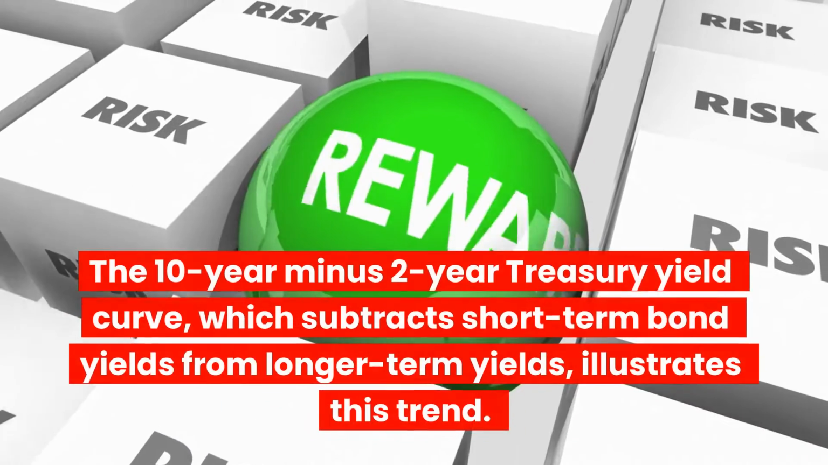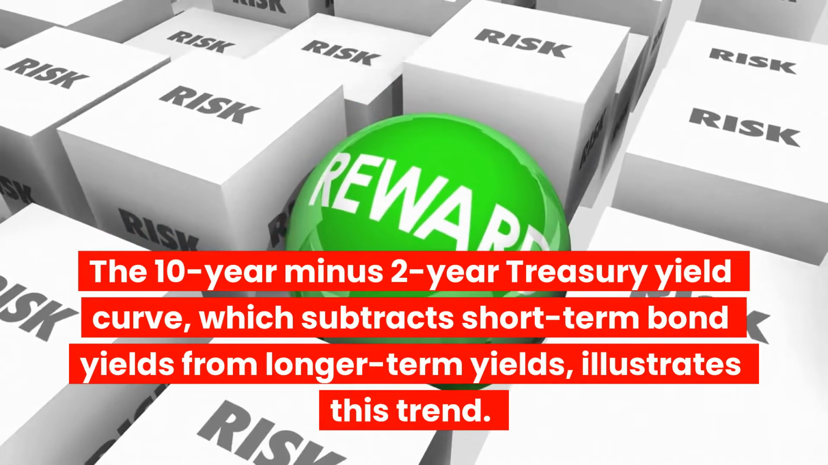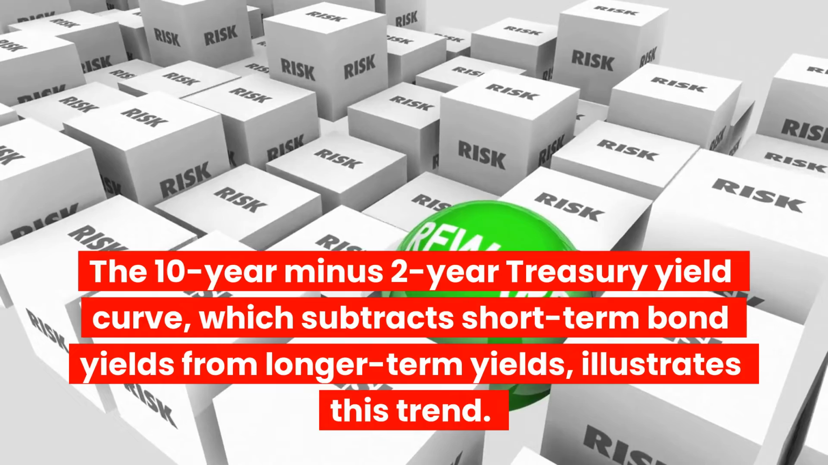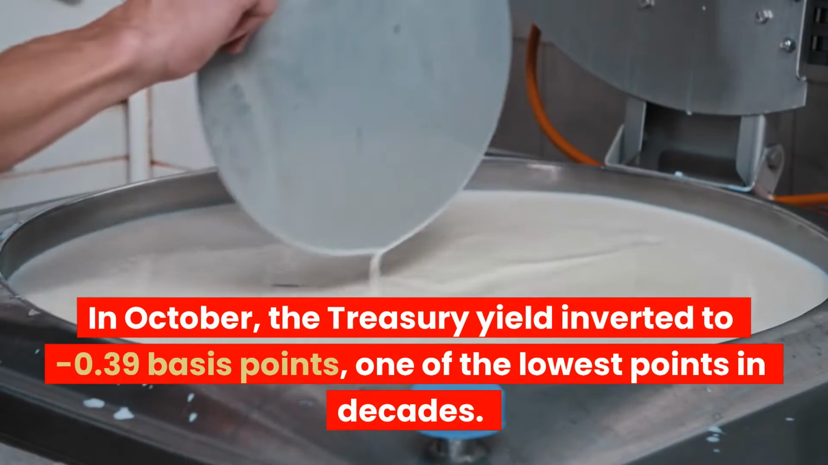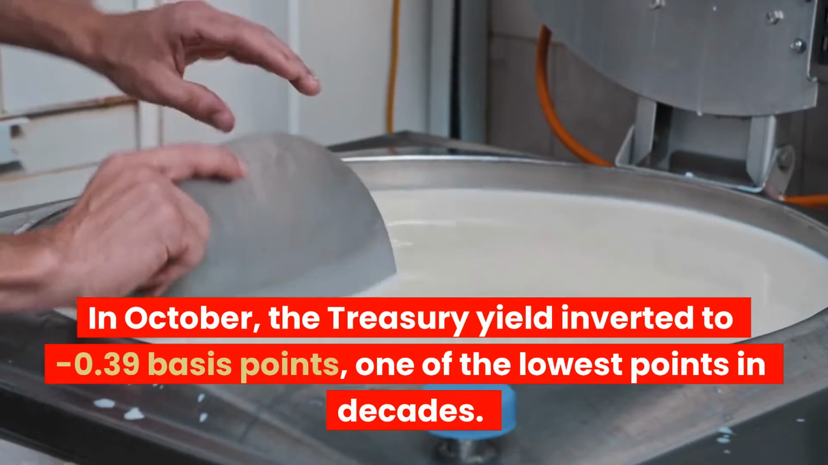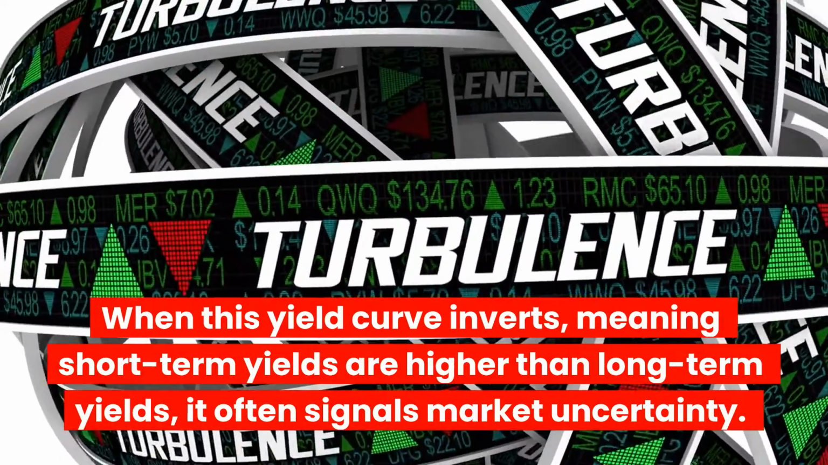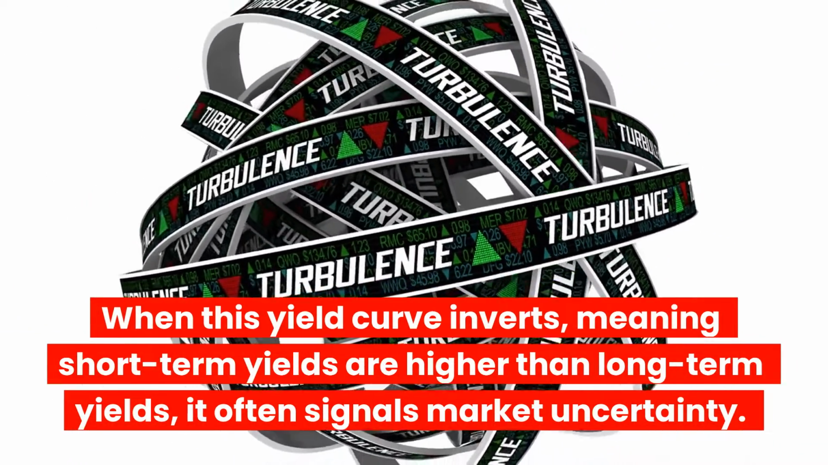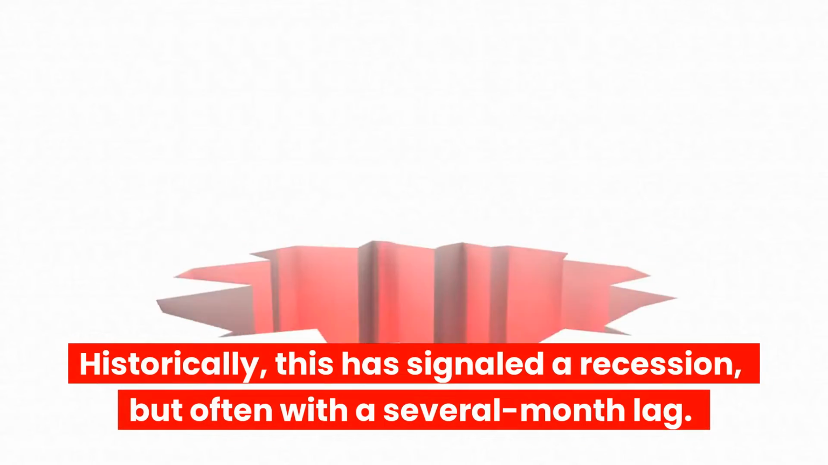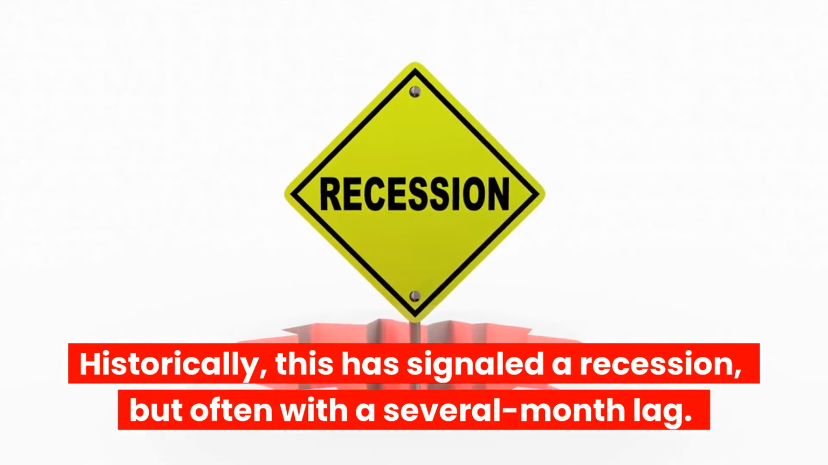The 10-year minus 2-year Treasury yield curve, which subtracts short-term bond yields from longer-term yields, illustrates this trend. In October, the Treasury yield inverted to minus 0.39 basis points, one of the lowest points in decades. When this yield curve inverts, meaning short-term yields are higher than long-term yields, it often signals market uncertainty. Historically, this has signaled a recession, but often with a several-month lag.